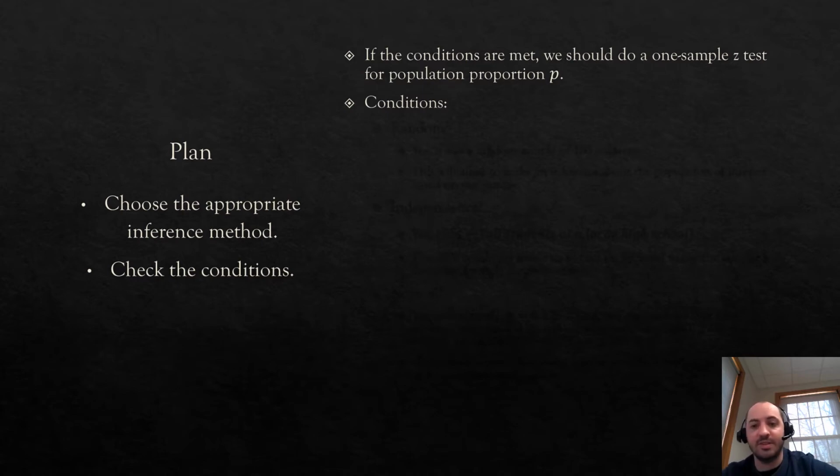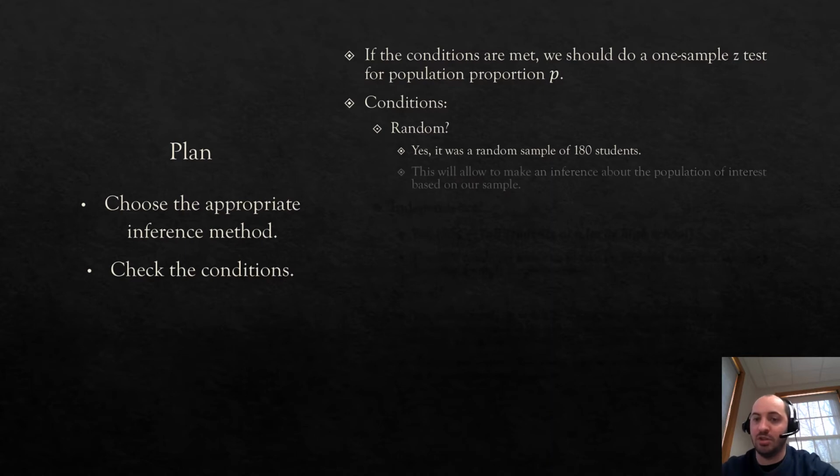These conditions are the same as they were for confidence intervals, in that you need to ask, was your sample random? In this case, yes, it was a random sample of 180 students at your large high school. Randomness is what allows you to take your observation, your sample, and generalize it to your population. So it's inference.